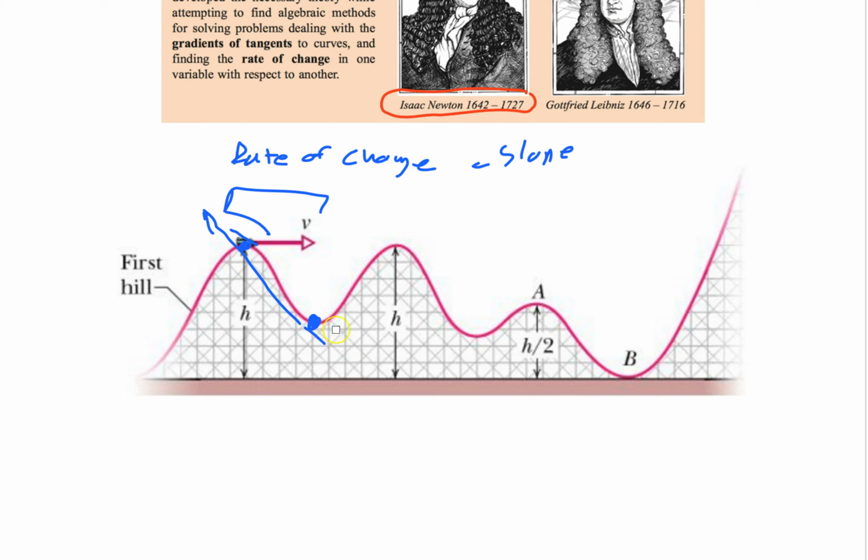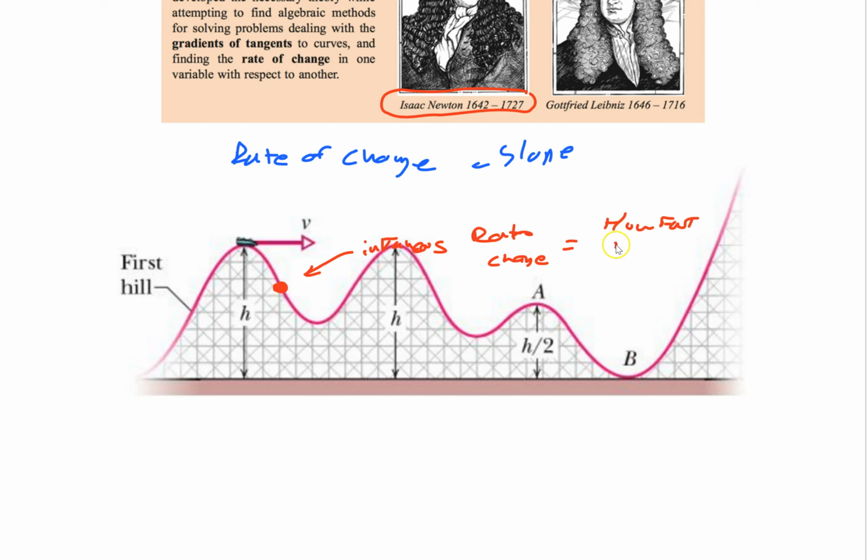So what does instantaneous rate of change mean? Well, instantaneous rate of change means how fast you're going at the exact moment. So if I want the instantaneous rate of change, let's say right here. Instantaneous rate of change means what's your speed at that one moment? How fast are you going at that moment?